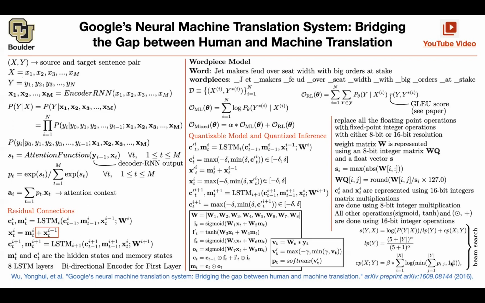Any questions about GNMT, Google's neural machine translation system? This is the first time that a neural machine translation system is going to stand on its own. It's going to be the state of the art, beating classical statistical machine translation techniques. It took a lot of effort.